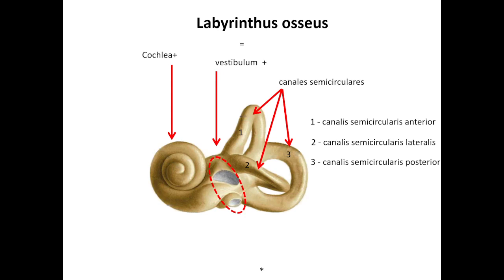So the question is, how many parts of Labyrinthus osseus do you know? The answer is cochlea, vestibulum, and canalis semicircularis. And it is quite good seeing that the three canalis semicircularis are in mutually perpendicular directions.